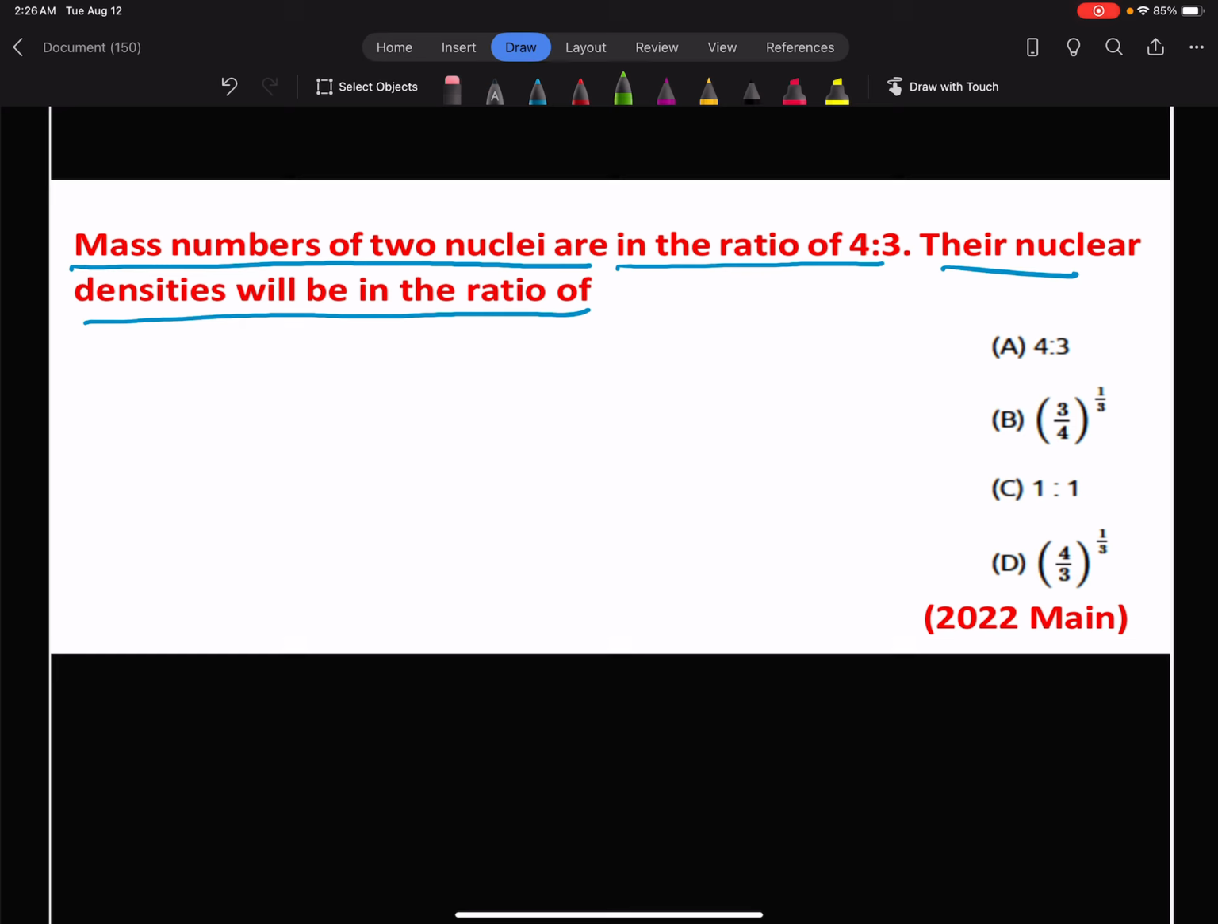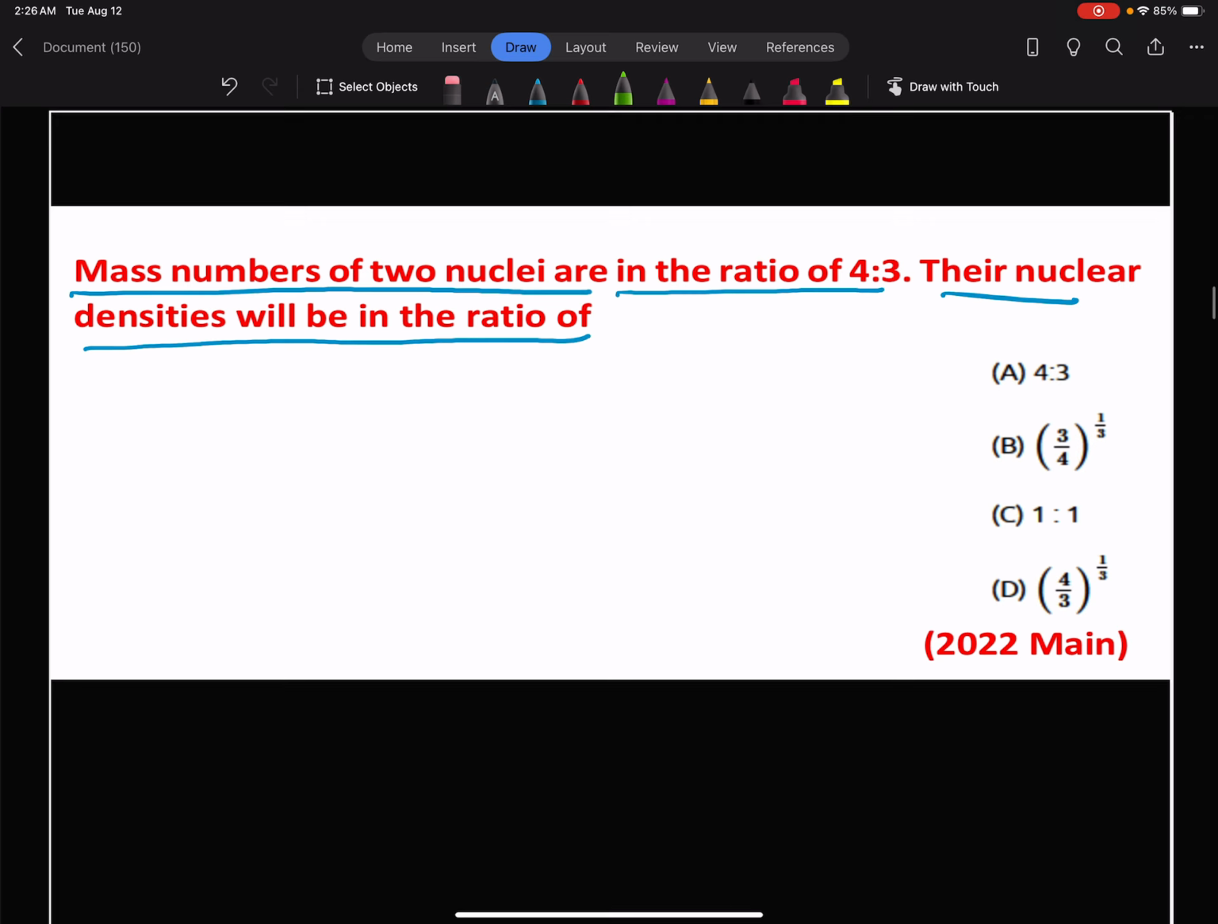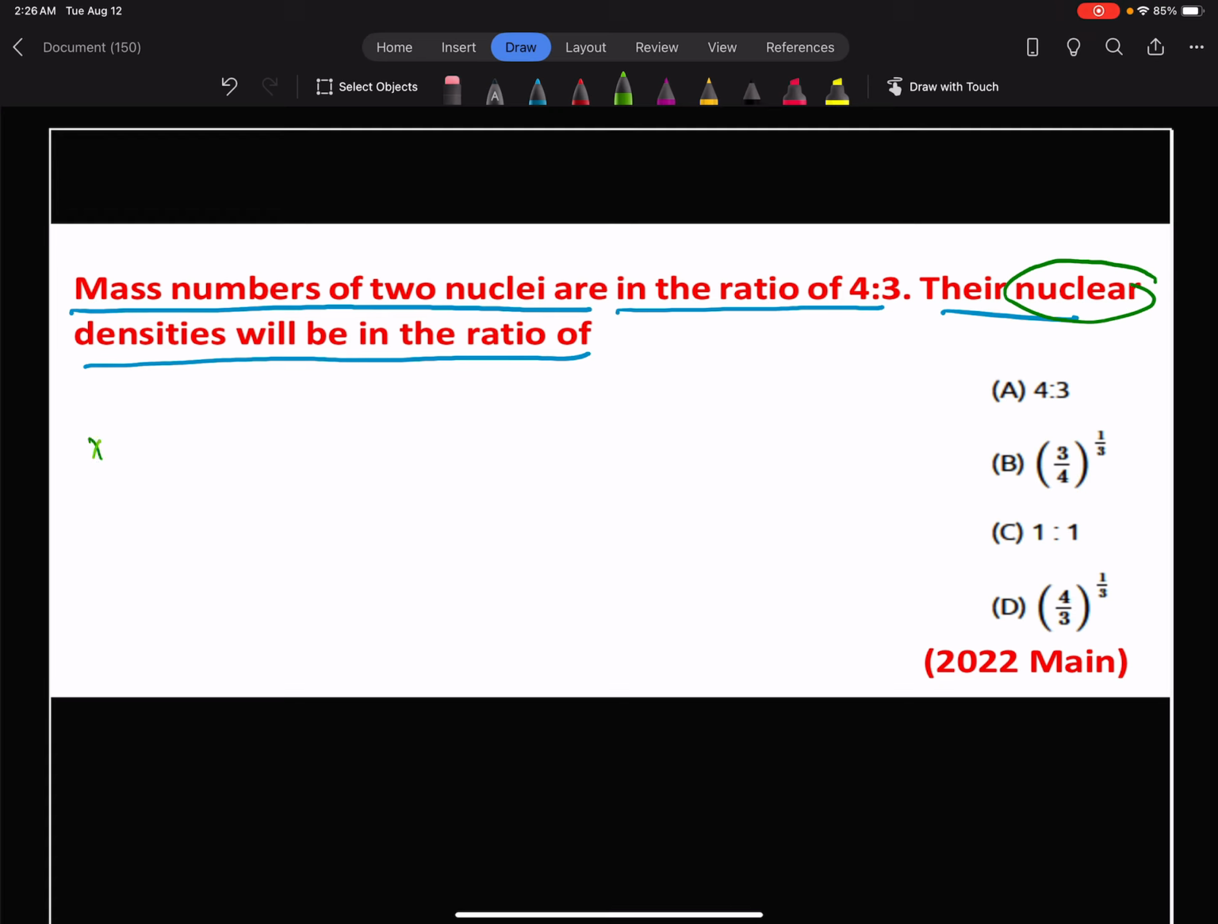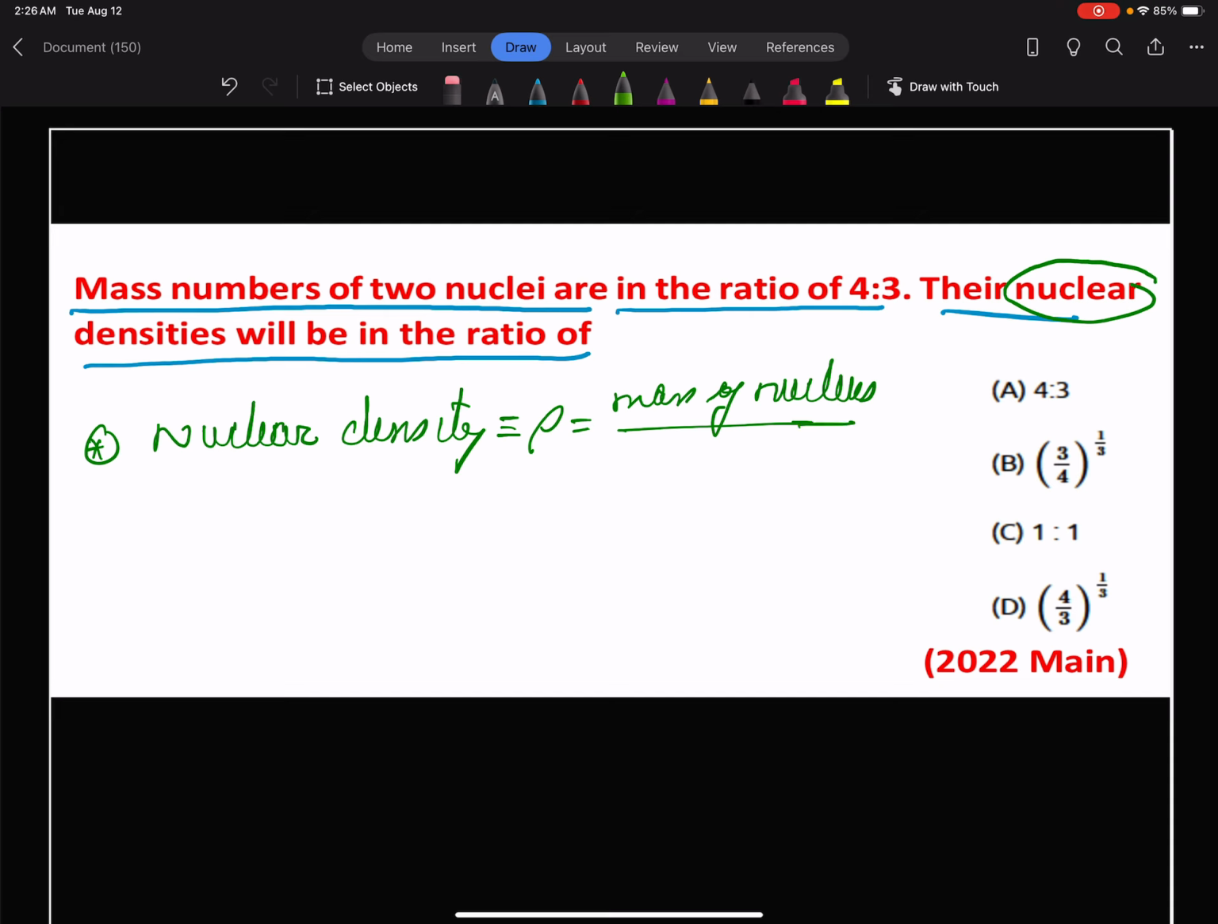This is a straightforward relationship between the mass as well as density. Only we have to keep in mind that we are talking about the nuclear density. Therefore, we start from there. So we can say nuclear density, if that is represented as rho, will be equal to mass of nucleus divided by volume of nucleus.